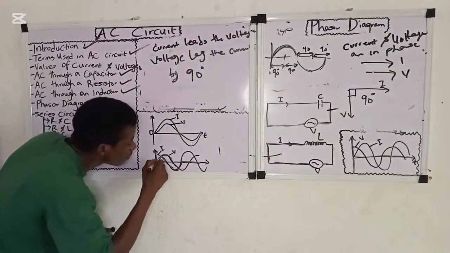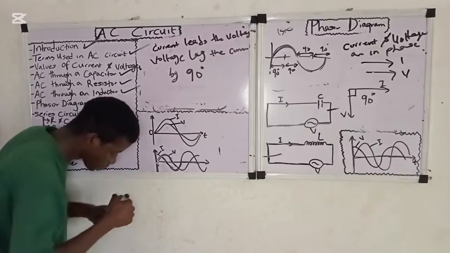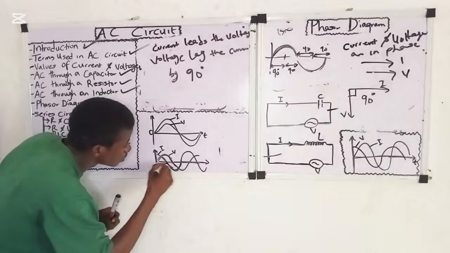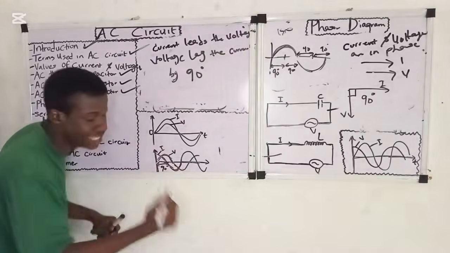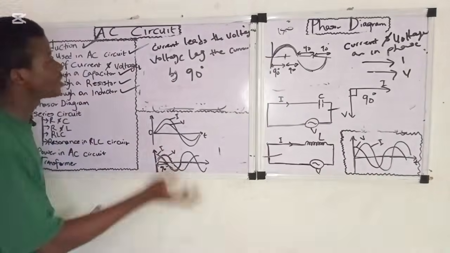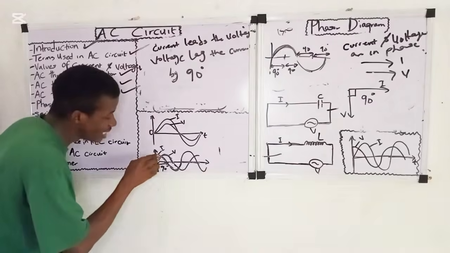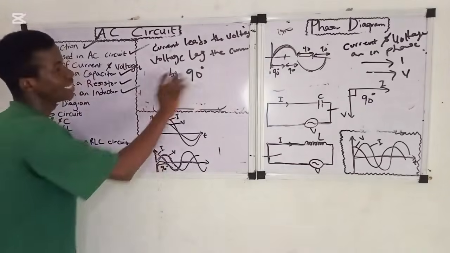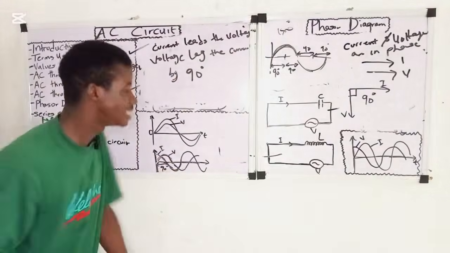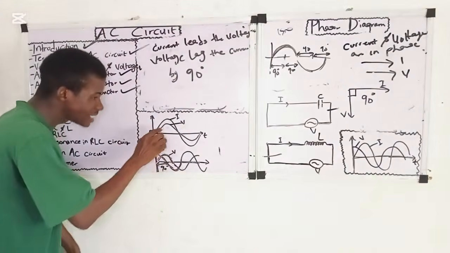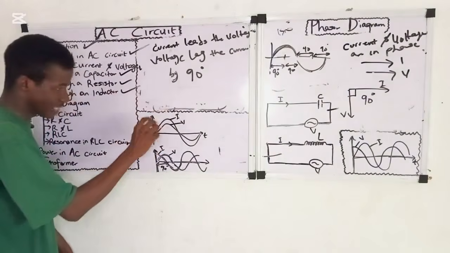Let's say from the origin to this place here is 90 degrees. Then from here to here is still 90 degrees. So that's why I tell you that current leads the voltage by 90 degrees, or the voltage lags behind the current by 90 degrees.